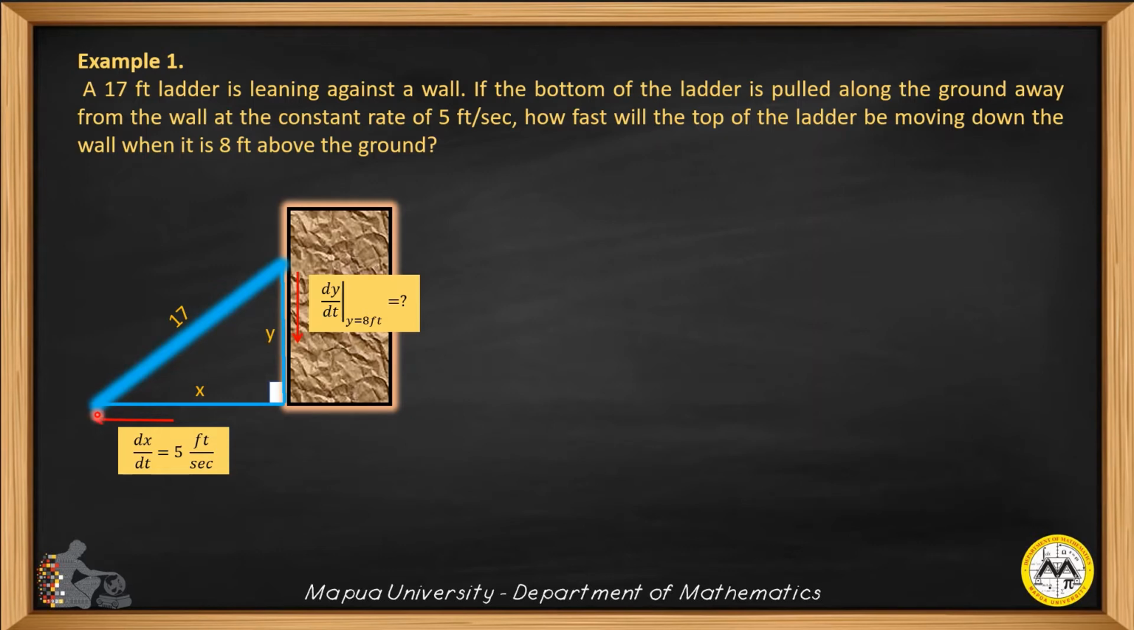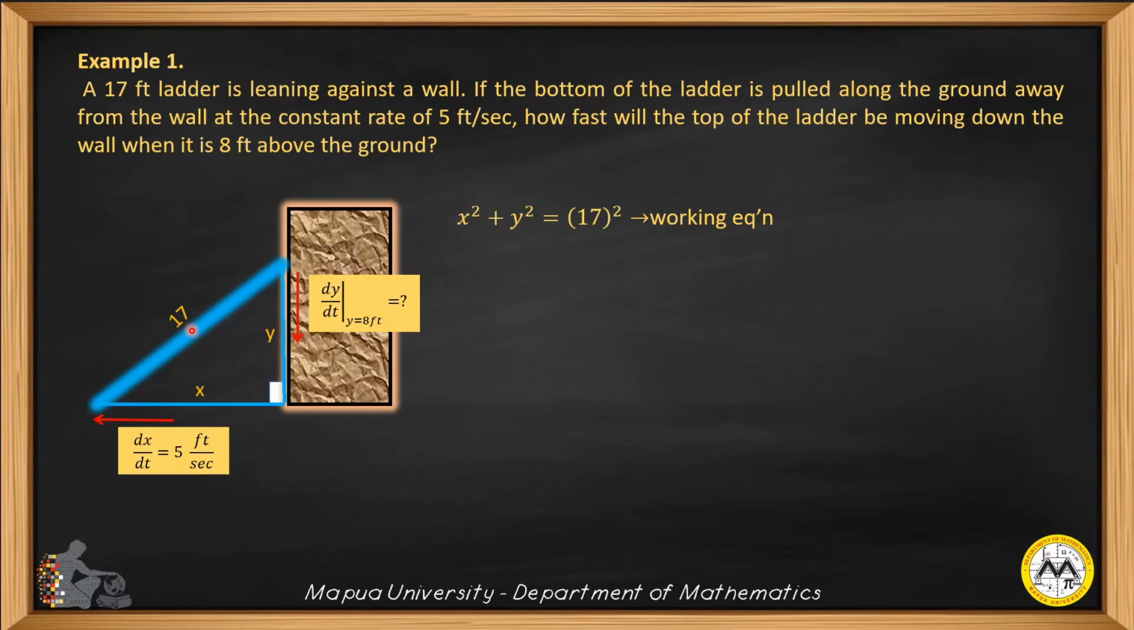Now, as we pull away this end in this direction, the quantity x would be increasing, but pulling this lower end away from the wall would mean that this upper end would be sliding down, and hence the quantity y would be decreasing over time. However, at any time t, x, y, and 17 are associated with one another by means of the Pythagorean theorem, and therefore we end up with x squared plus y squared equals the square of 17.